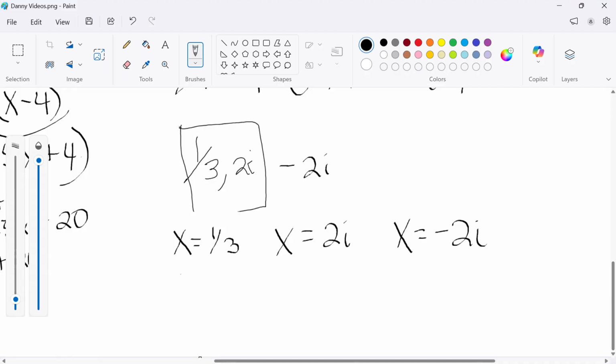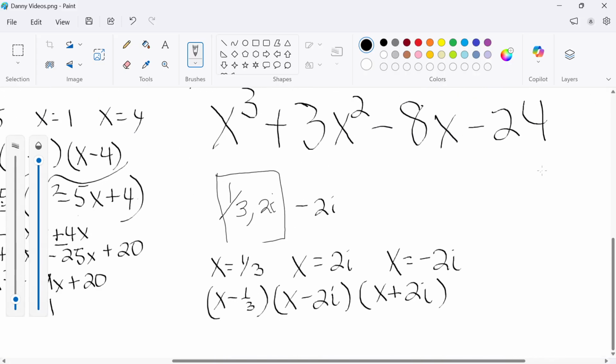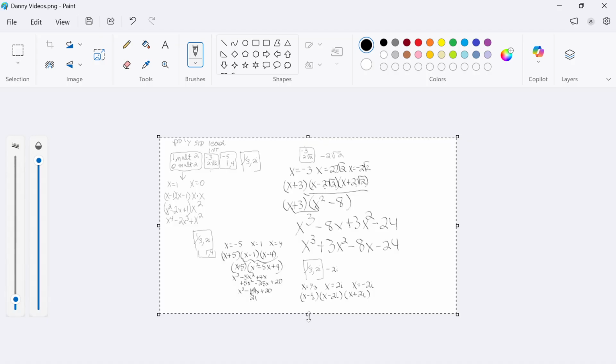So I'm going to subtract 1/3 from both sides, x minus 1/3. I'll make that a little simpler in a second. x minus 2i, I'm subtracting 2i from both sides, equals 0. And then x plus 2i. Now this one, I'm not going to leave it as x minus 1/3. So I'm going to have to be multiplying everything by a fraction.